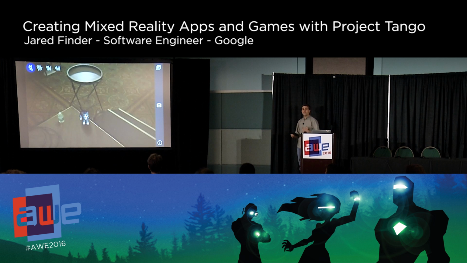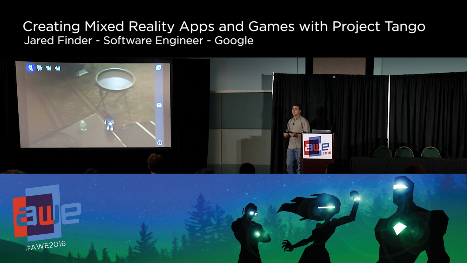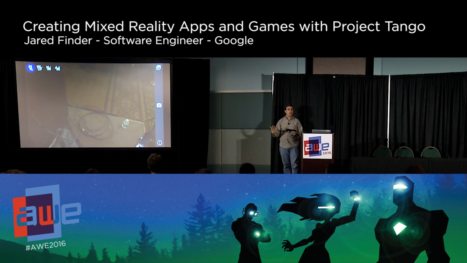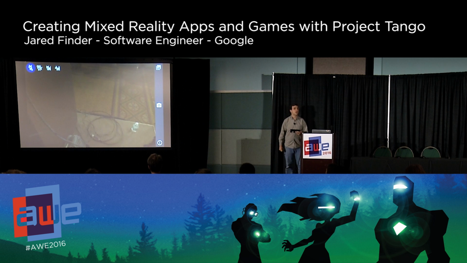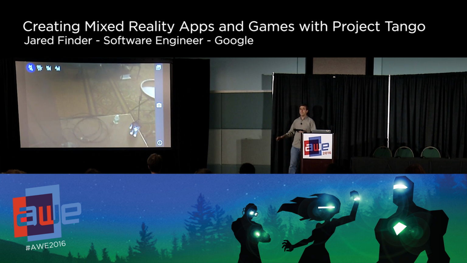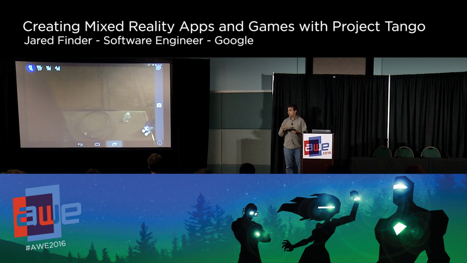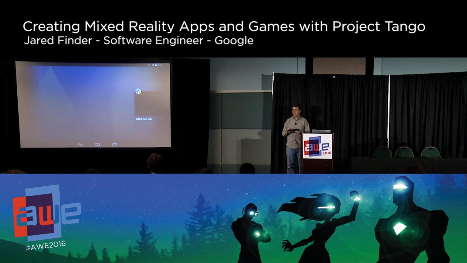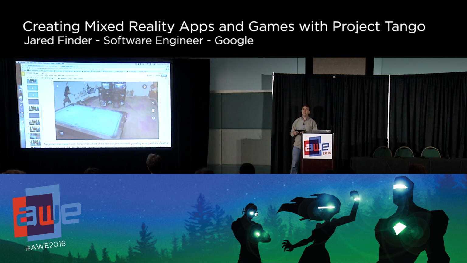So Tango can use these point clouds to build rough 3D meshes that approximate the geometry. These are not fully accurate. They're not at the atomic level. Oh, can we switch back to the Mac? Thank you. So these meshes are not fully accurate. They're rough approximations of the world, but they can be captured in real time.